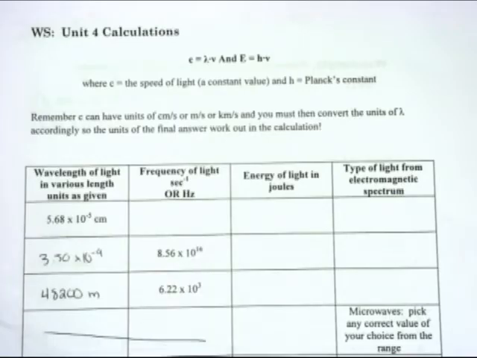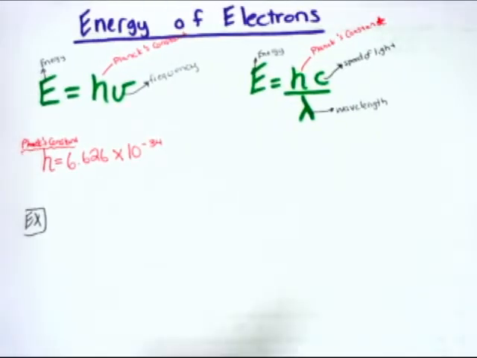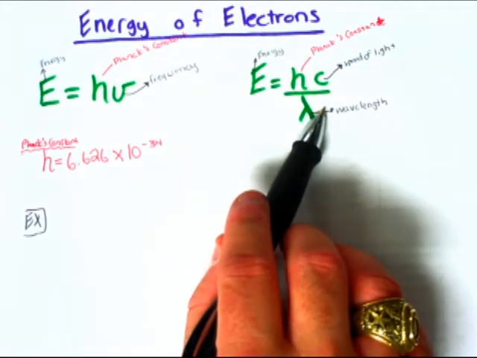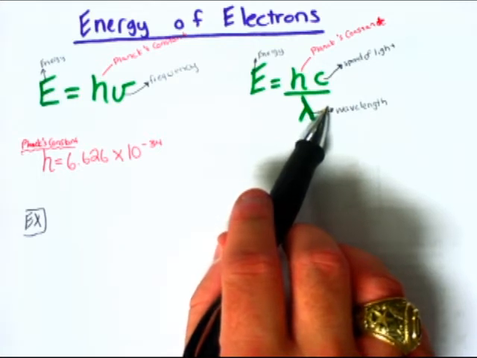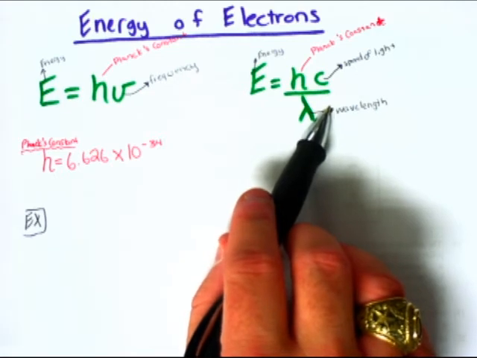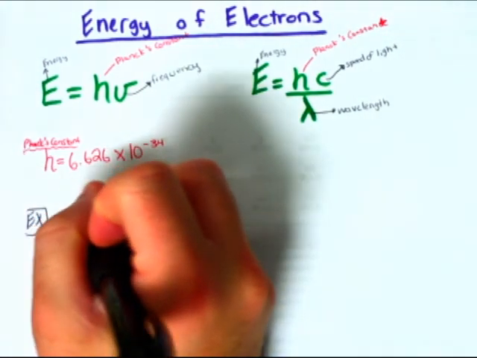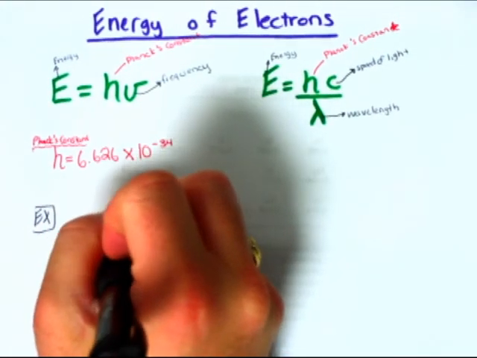Wavelength. So which formula should we be choosing to use? The left one or the right one? Why the right one? Jennifer, why would you choose the right one? The wavelength? What's the unit of the wavelength? Meters? We choose the right one. E is equal to HC over lambda.